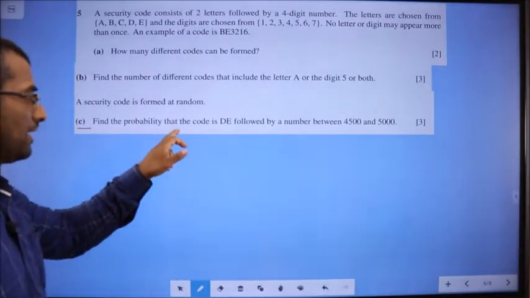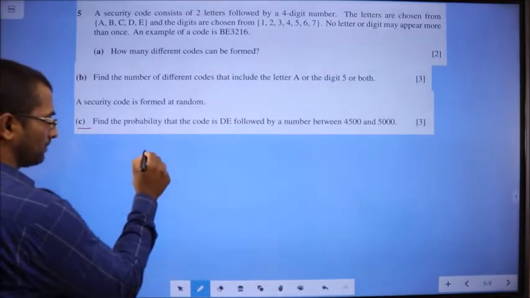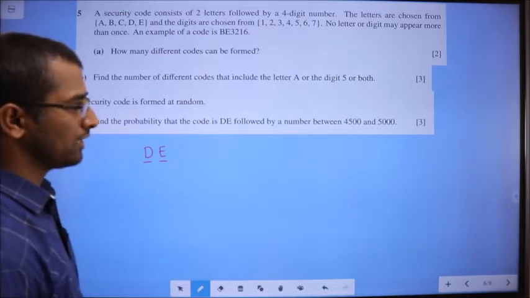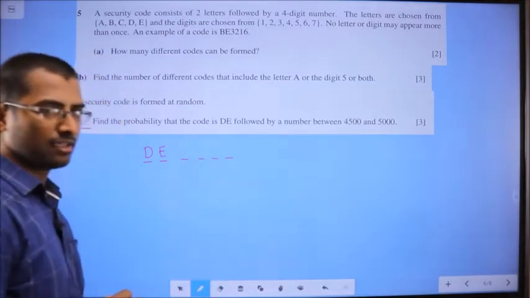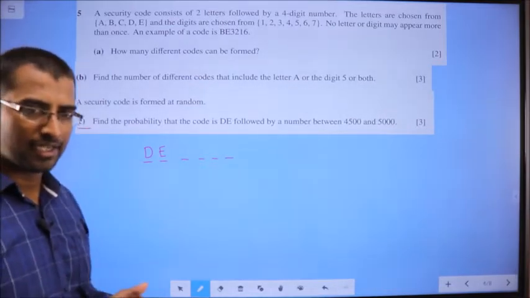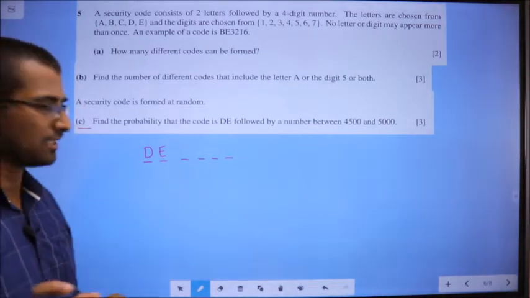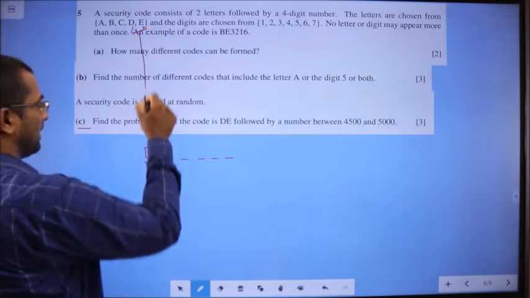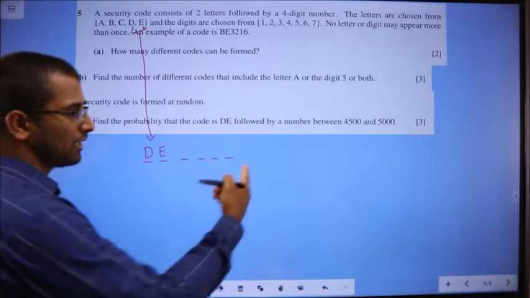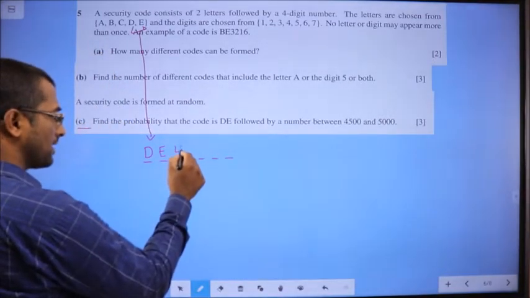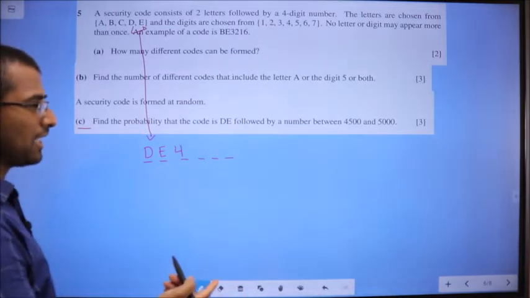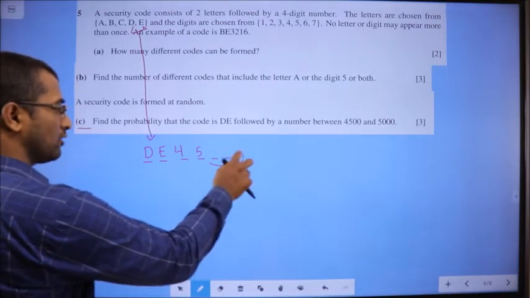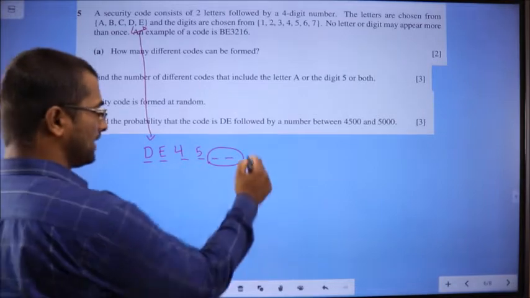C1. Find the probability that the code is DE followed by a number between 4500 and 5000. So in my code, DE should be the first 2 letters followed by a number between 4500 and 5000. Okay. How many such options will I get? First I need to see, then write the number, then probability. First let us write all the possibilities. For my code to begin with DE, I am taking DE and fixing it over here. Next, the number should lie between 4500 and 5000, which means it should start with 4, and also the next number after 4 has to be 5. Now there is no condition on these two blanks, they can be any number. This is one option.